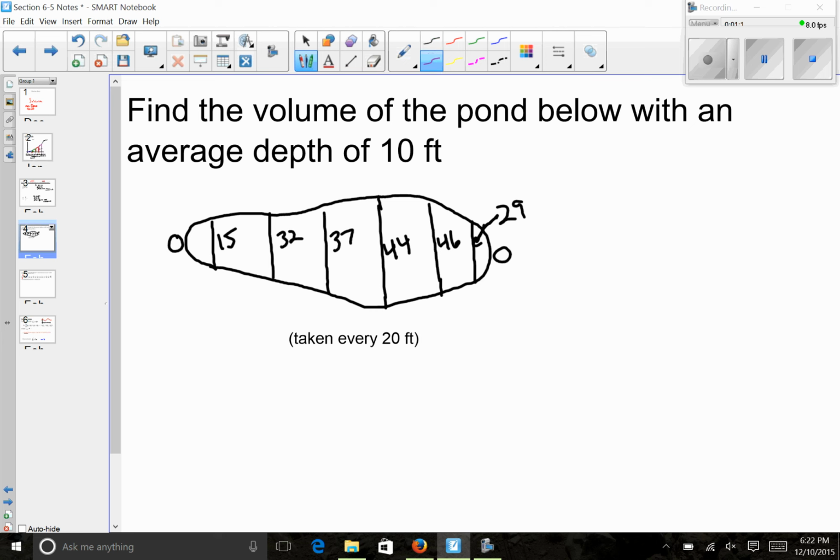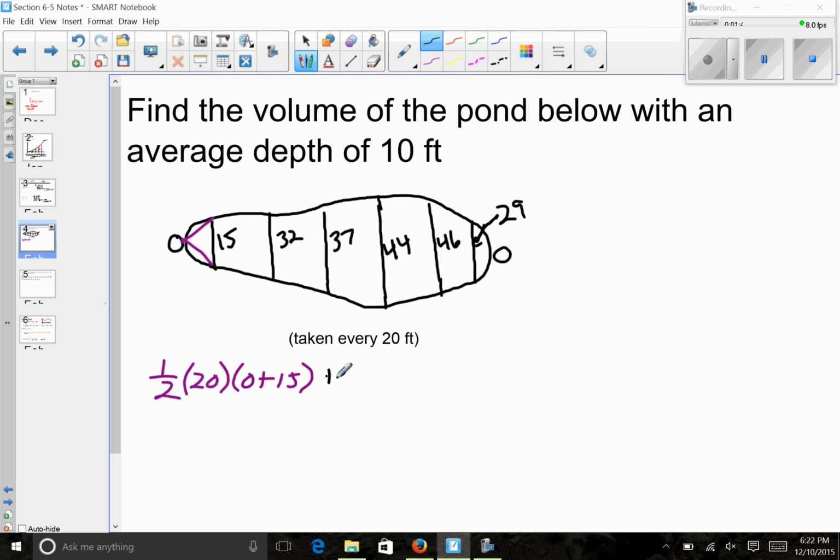So that means my first trapezoid would be between the 0 across and the 15 across. And while I know that's a triangle, that's also a trapezoid where one base is 0. So the area of that would be 1/2. The height is the distance between the bases, which we're told there's 20 feet between each of these. So the height of the trapezoid is 20, and times the sum of the two bases.